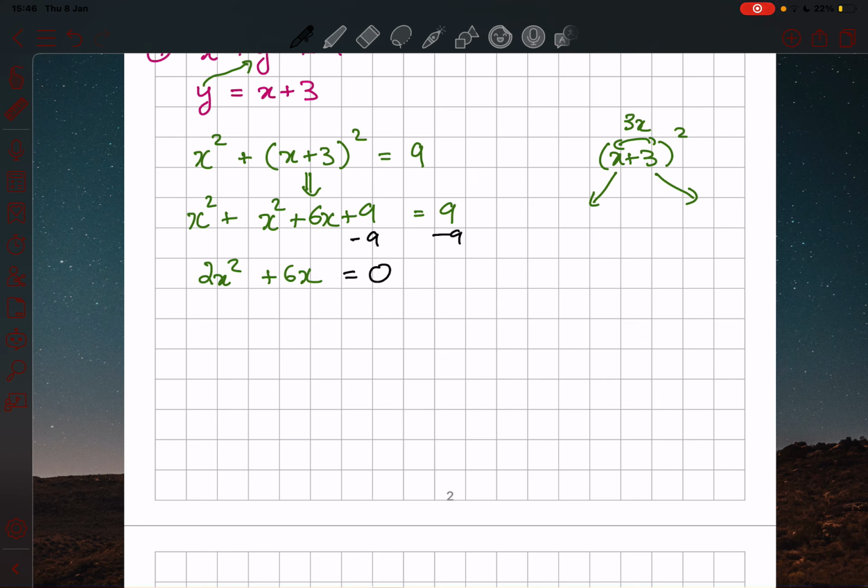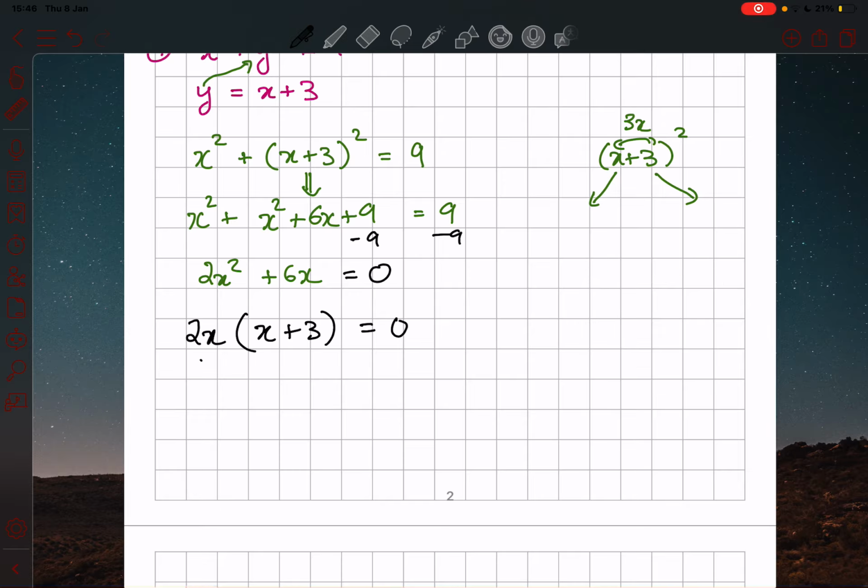So that means you can factorize this straight away. So this would be 2x times x plus 3 is equal to 0. Please do not make the mistake of doing 2x squared is equal to minus 6x. It's always good practice to first factorize this and then solve it.